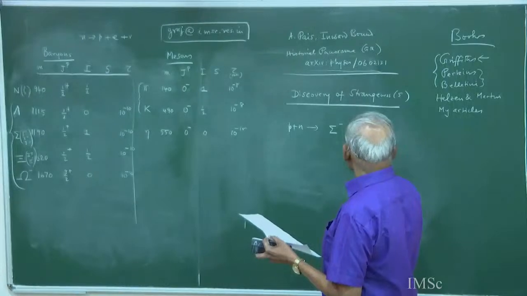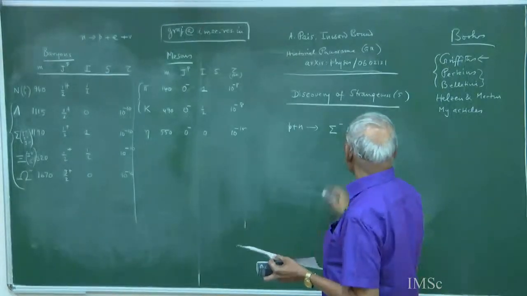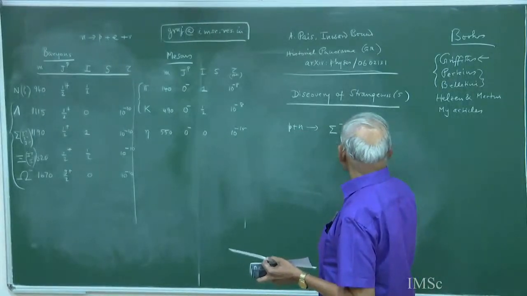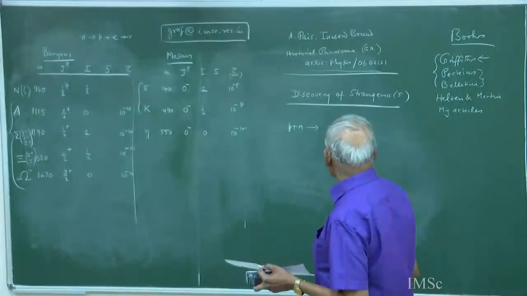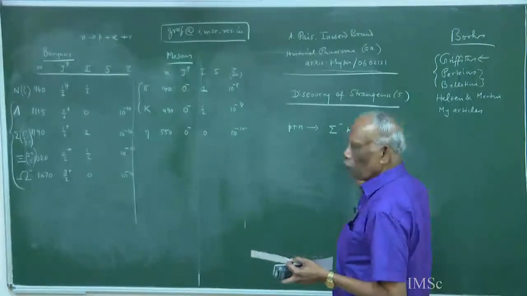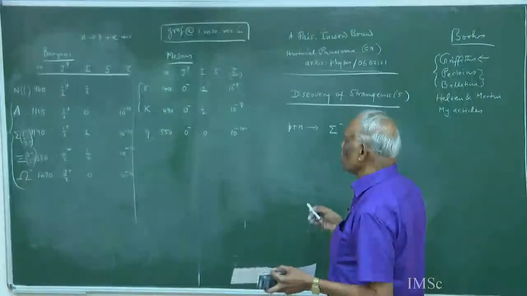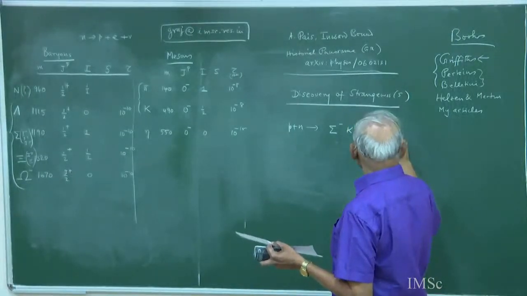Sigma minus, K plus, plus proton. First thing we have to worry about is the charge, whether charge is balanced. Minus 1, plus 1, plus 1, so plus 1 and 0. Okay. And this went as a strong interaction. The cross-section for this was typical of strong interaction. The coupling constant was of the order of magnitude 1. So this is called strong production.